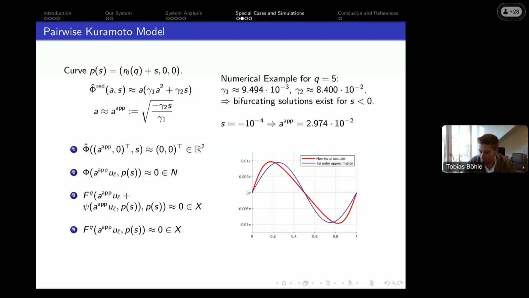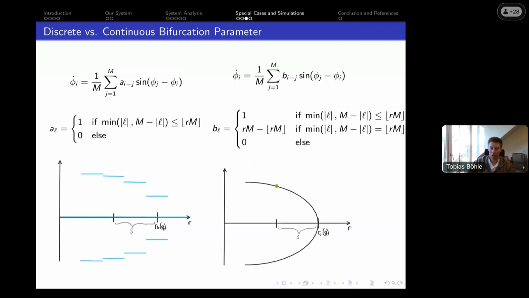Okay, so now I want to explain a bit how I did this numerical simulation, because the point is you cannot directly simulate the continuum limit, but you can only simulate a finite dimensional model. So you always simulate a finite dimensional Kuramoto model.